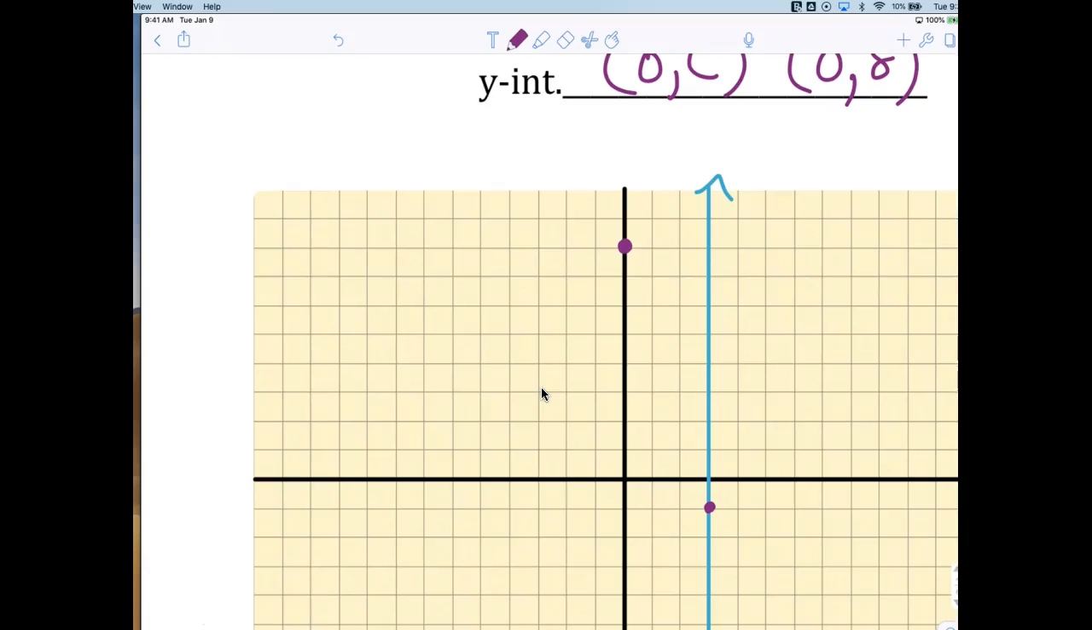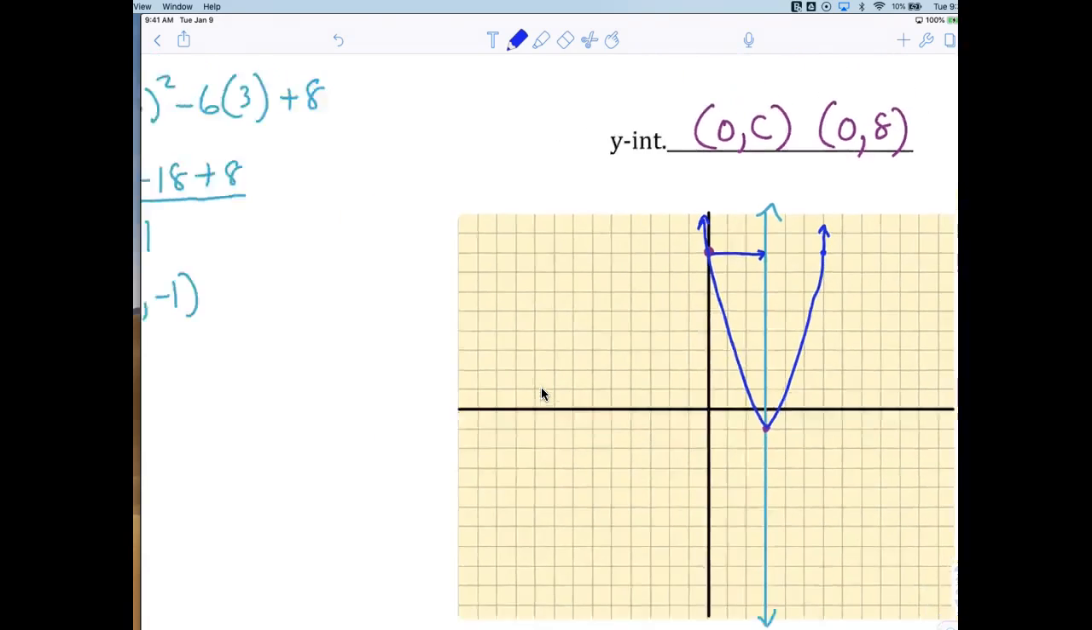Now, how far away am I from the axis of symmetry? 3. Thank you very much. I'm 3 units away, so I have to go over 3 more units. And now you have your problem. All right, does everybody see that? Anybody have any questions?